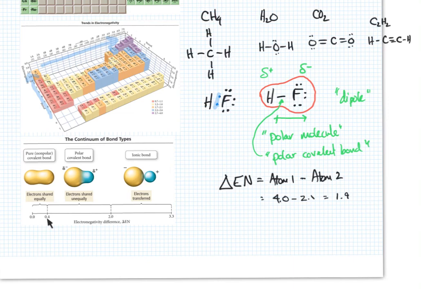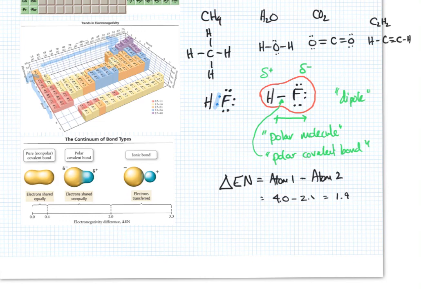And 0.4 happens to be the difference between hydrogen and carbon. So if it's from 0 to 0.4, we call it purely covalent. 0.4 to 2, we call it polar covalent. And if it's more than 2, up to 3.3, we call it ionic, and we say that it's actually given its electrons up. You notice it's actually a continuum. There isn't a sharp cutoff, but arbitrarily we say that 2.0 and above, we call that an ionic bond. So we can use these differences in electronegativities to tell us whether it is ionic, polar covalent, or purely covalent.